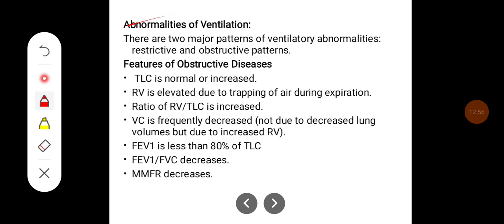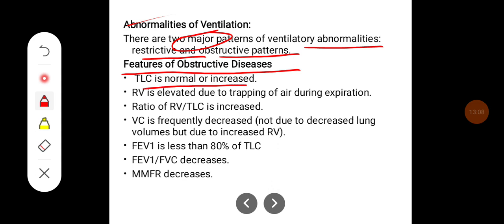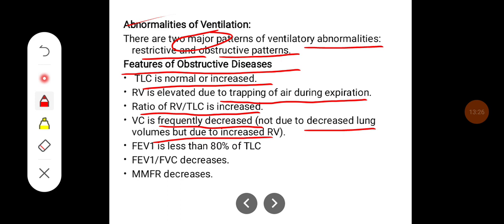Abnormalities of ventilation. There are two major patterns of ventilatory abnormalities, restrictive and obstructive pattern. Features of obstructive disease. In obstructive lung disease, total lung capacity is normal or increased. Residual volume is elevated due to the trapping of air during expiration. The ratio of the residual volume to TLC is increased. The vital capacity is frequently decreased, not due to the decrease in the lung volumes, but due to increased residual volume. FEV1 is less than 80%. The FEV1 to FVC ratio decreases and MMFR decreases.